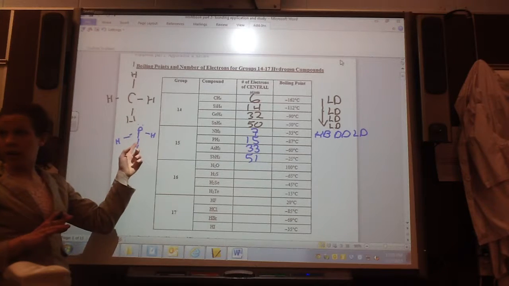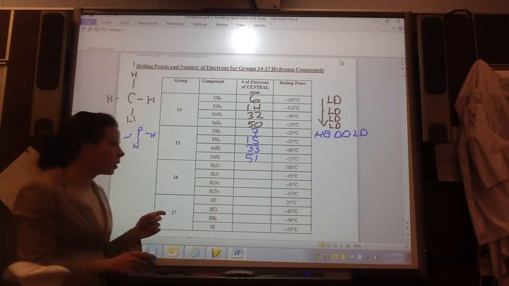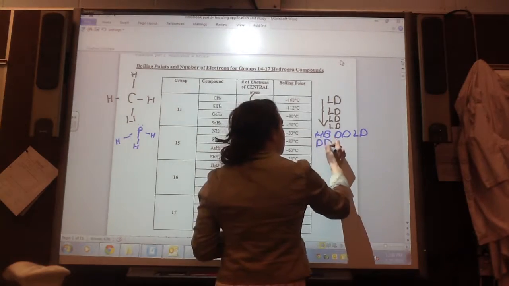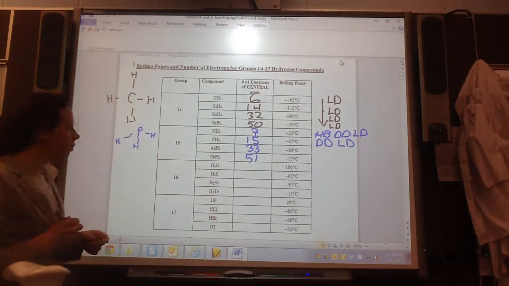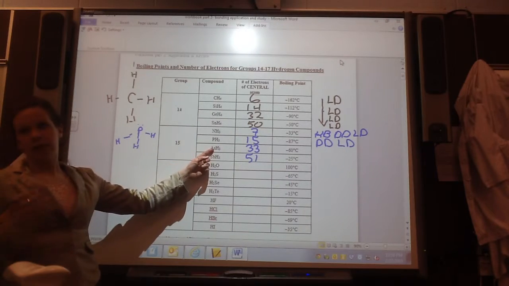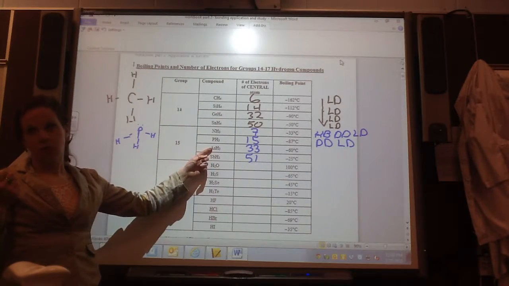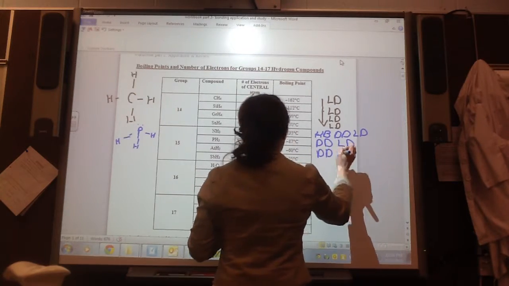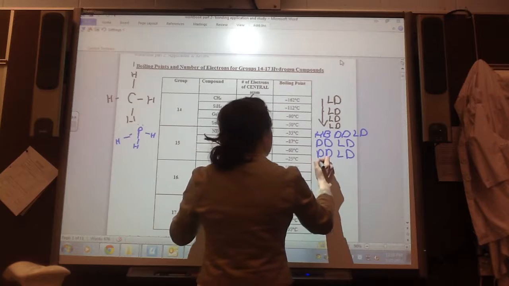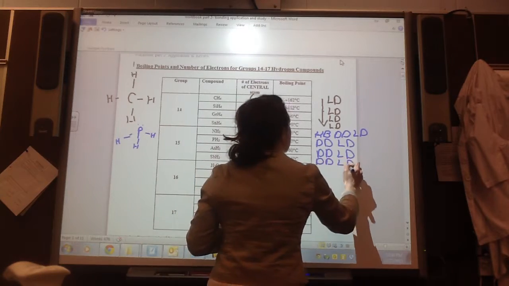Is this a polar molecule? Yes, so it does have dipole-dipole. And it has London dispersion because all molecules do. AsH3, hydrogen bonding? No. Dipole-dipole? Yes. London dispersion? Yes. And the last one, dipole-dipole and London dispersion.